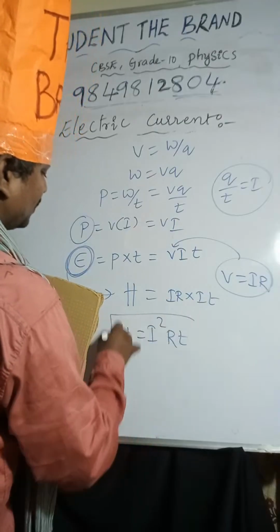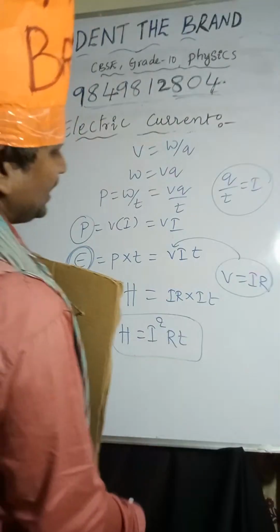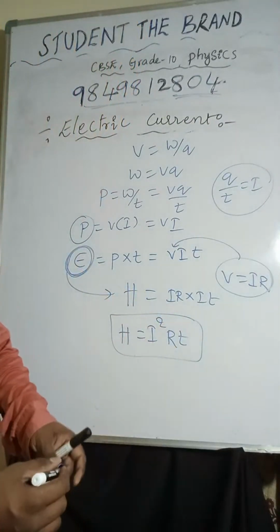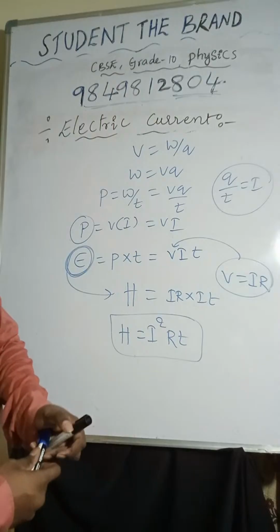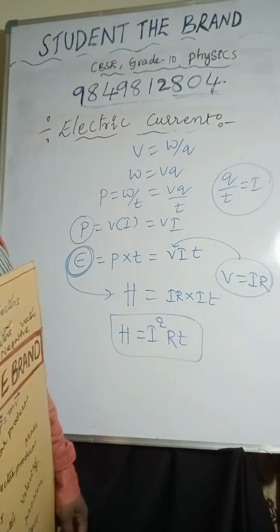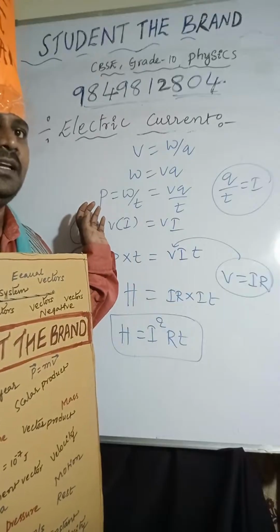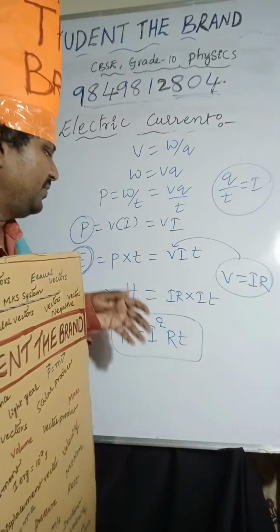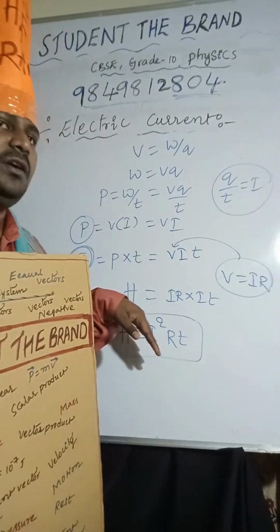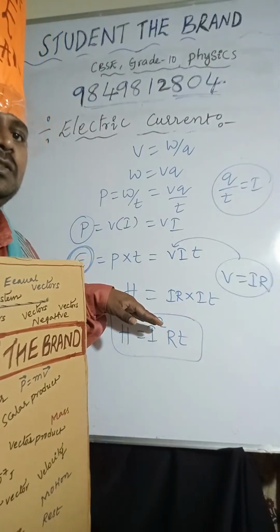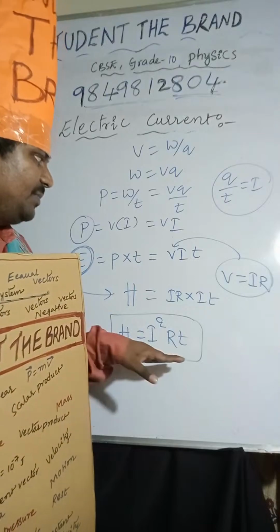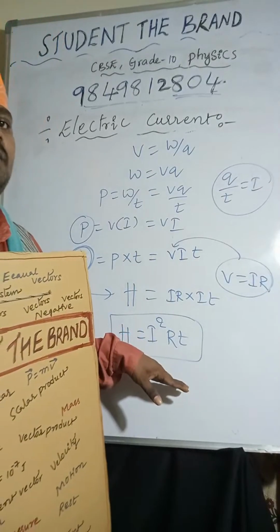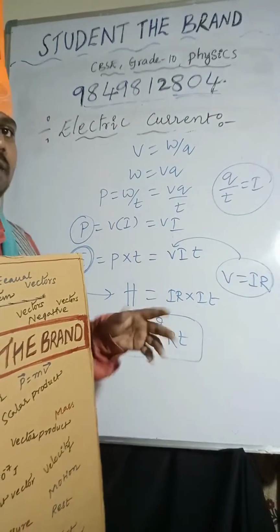So the source of energy continuously gets dissipated entirely in the form of heat. So that is nothing but H is directly proportional to square of current. H is directly proportional to resistance. H is directly proportional to time. So this is about heat produced in the conductor.